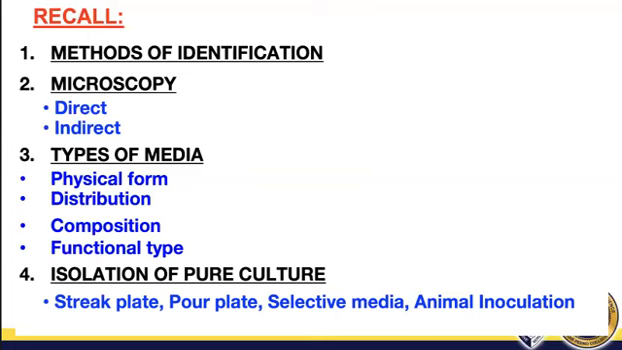Okay? And then, according to functional type, ito yung marami, right? So, meron tayo ng general purpose media or your basal media. You have your enriched, enrichment, selective, differential, meron tayo nung pang-assay, meron nung pang-enumeration, yun. Okay? And then, of course, for isolation of pure cultures, you have your streak plate, diba? So, using your quadrant streak, you have your pour plate, you have your selective media, and of course, animal inoculation.